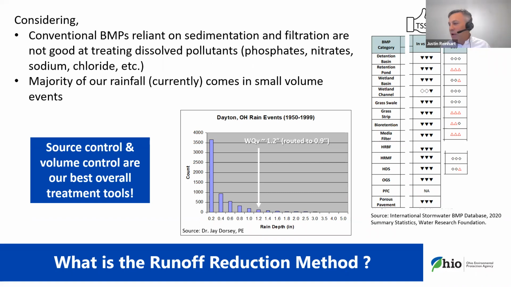As you can see on the right, this is a broken-apart chart from the International Stormwater Database. The symbology isn't important. You see a lot of the black triangles versus the reds, which is telling you very good, and you see a lot of very bads, just demonstrating that phosphates, nitrates, sodium chlorides, all of these dissolved pollutants aren't being captured well in our primary practices. So what do we do about that?